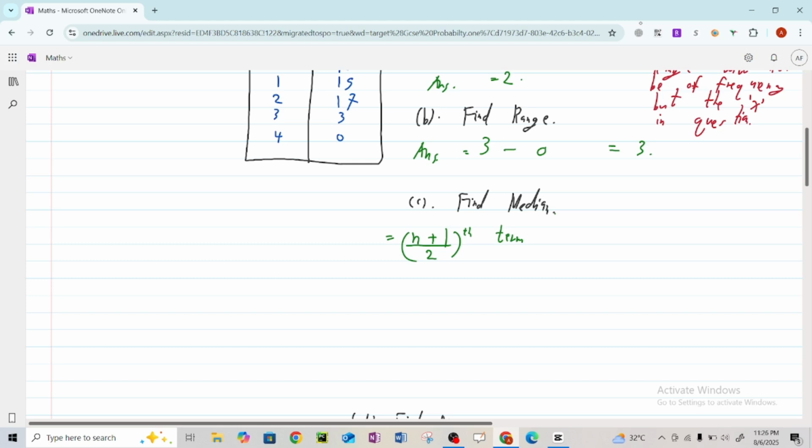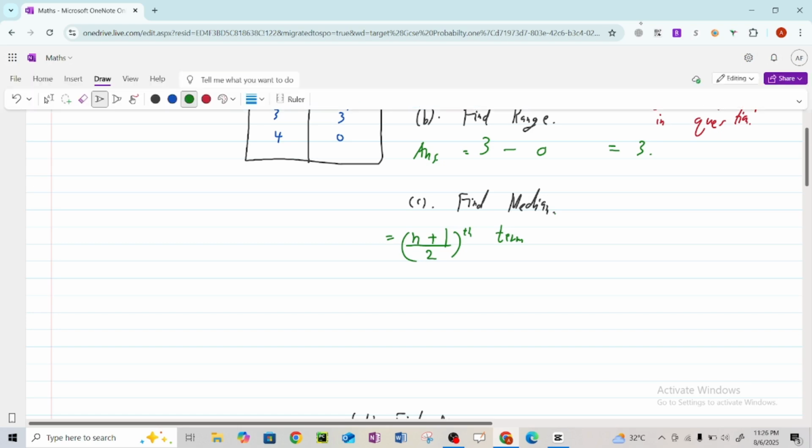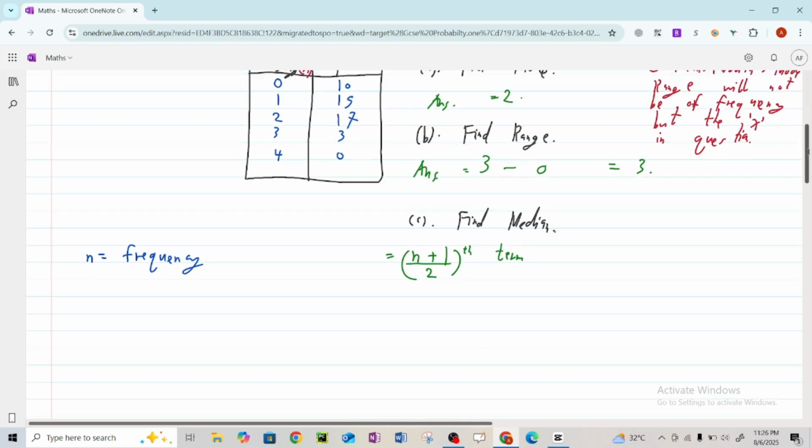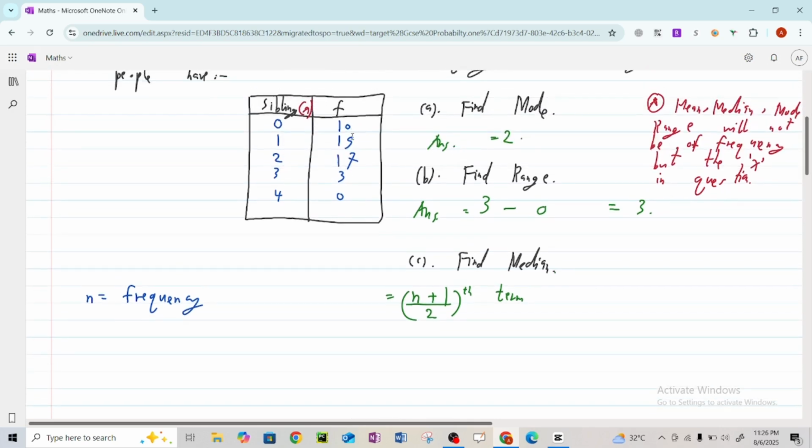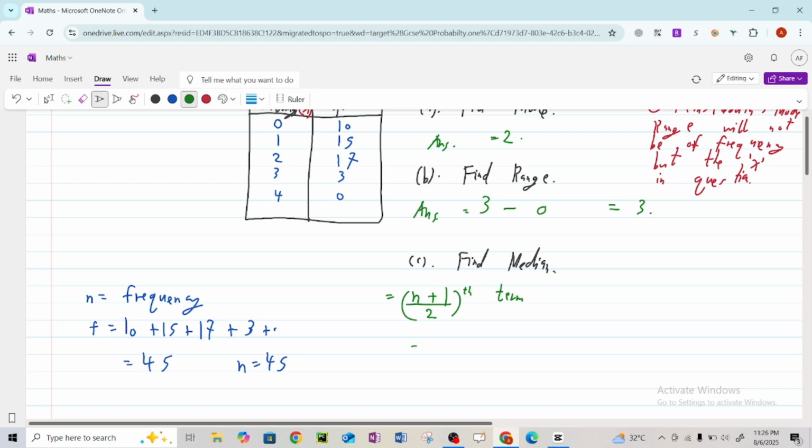Before that, what is n? N is the frequency. So if I go here, the frequency is what? Let's write over here: 10 plus 15 plus 17 plus 3 plus 0. This will give you 45. That means n is 45. Simple enough. We go back here and put 45 plus 1 divided by 2.